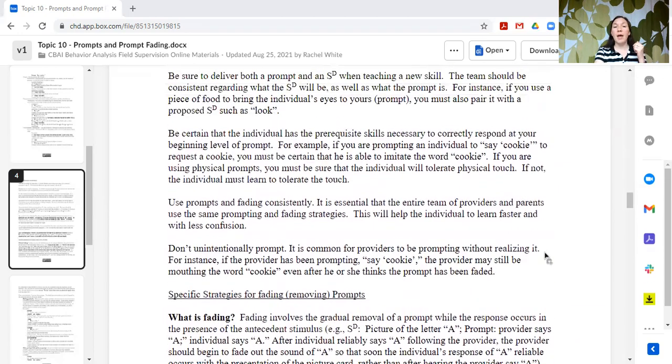You want to use prompts and prompt fading consistently so that all members of the learner's team, professionals, parents, caregivers, etc., are consistent with the way they are supporting the individual to learn the new skill, and also the way that they are fading themselves out so that the learner can be independent with that skill. And we also talked about unintentional prompts or extra cues that the learner might be responding to that are not actually the cues that we are trying to get the learner to respond to. So being aware of what you are doing with your body, with your eye movements, with the materials that you are using can be very helpful, so that you can identify what needs to be faded out.